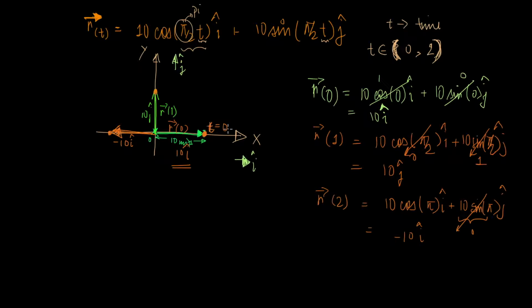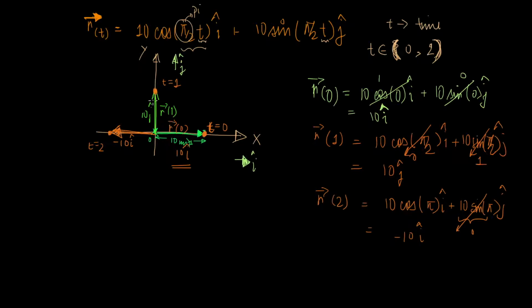0 seconds. Then at time equal to 1 second, the position was here, at the position vector of 10 j cap. And finally, at time t equal to 2 seconds, the body was here, 10 units from the origin along the x direction but in the negative, giving the position vector negative 10 i cap.